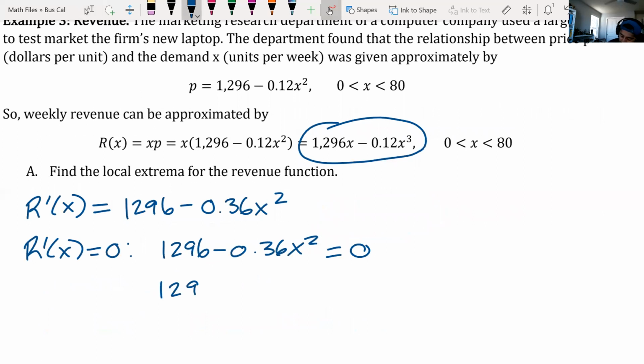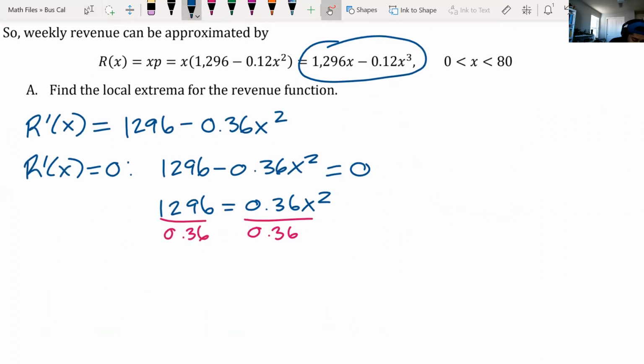I will add the 0.36x squared to the right side. And then I'll divide by 0.36. And 1296 divided by 0.36 gives me 3600 equal to x squared. Square root both sides, and you'll get plus or minus 60.